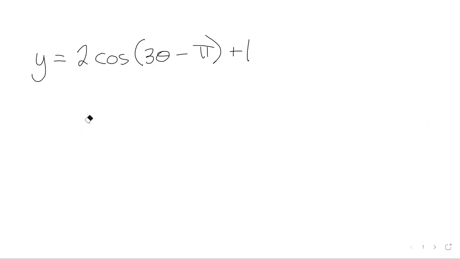So let's start with this one. y equals 2 cosine of (3 theta minus pi) plus 1. And I'll try to go in the same order for all of these. I'm not going to write out the steps, but I'll say them clearly, so it's a good thing to make notes on. First thing we're going to do is just identify the vertical shift. It's 1 up. Second thing we're going to do is look at the amplitude. So the amplitude is 2.